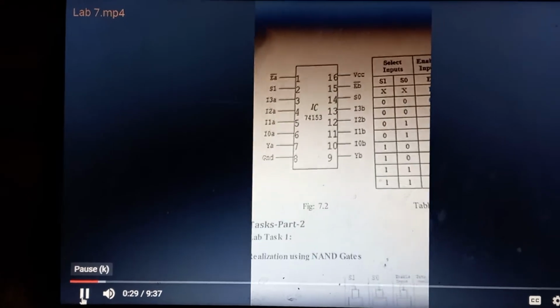Response of multiplexer and demultiplexer. In this lab, first we will perform the multiplexer using the multiplexer IC, that is IC number 74153. We will use that multiplexer IC to identify the outputs and inputs of the multiplexers and learn the connection of this. So this is the circuit diagram of this IC.